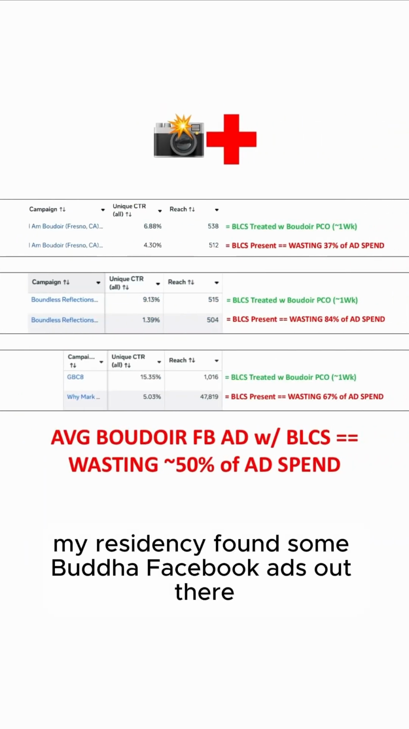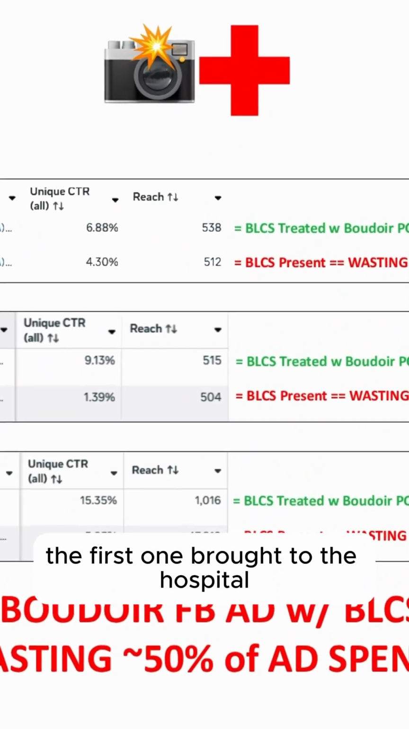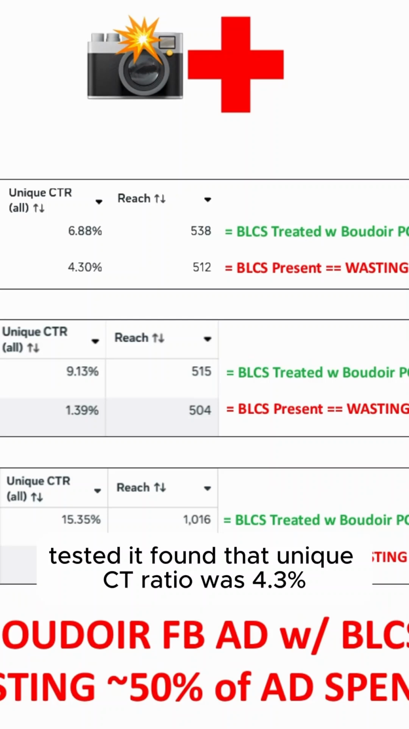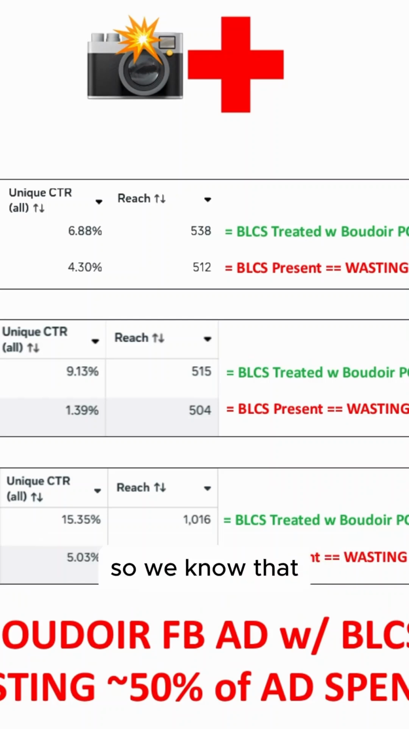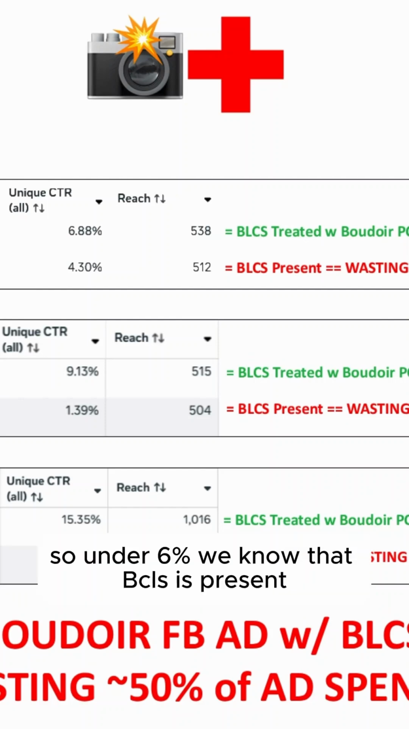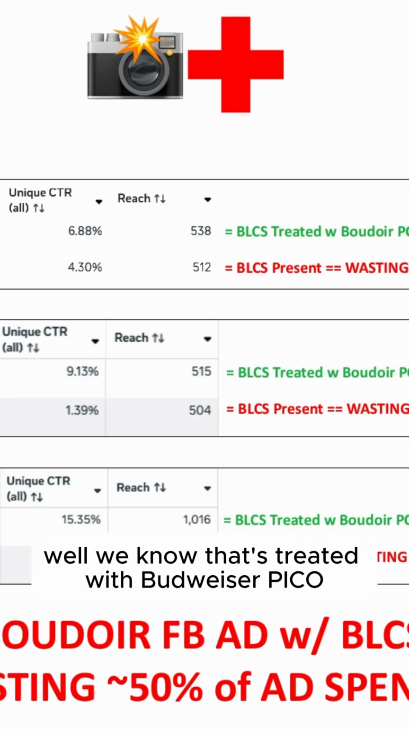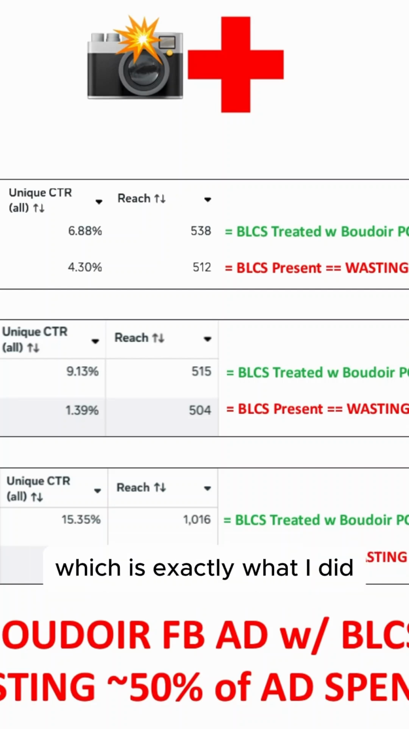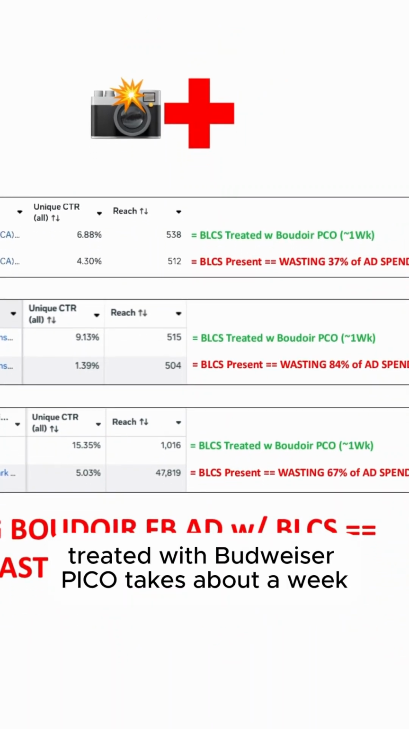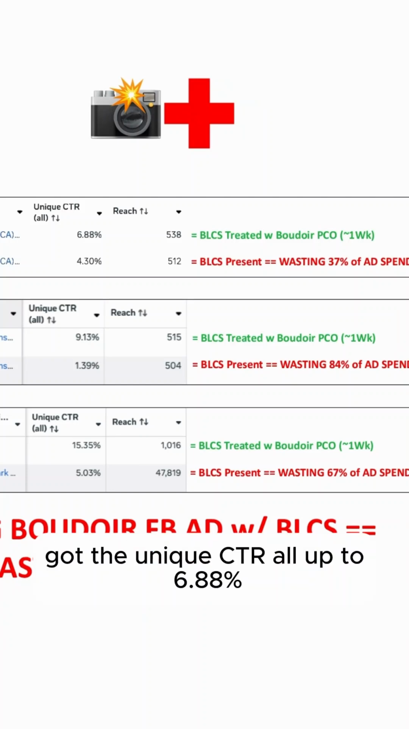So in my residency, I found some Boudoir Facebook ads out there. First part of my residency, found the first one, brought it to the hospital, tested it, found out its unique CTR all was 4.3%. So under 6%, we know that BLCS is present, Boudoir low click syndrome. Well, we know that's treated with Boudoir Pico, which is exactly what I did. Treated with Boudoir Pico, takes about a week. I got the unique CTR all up to 6.88%.